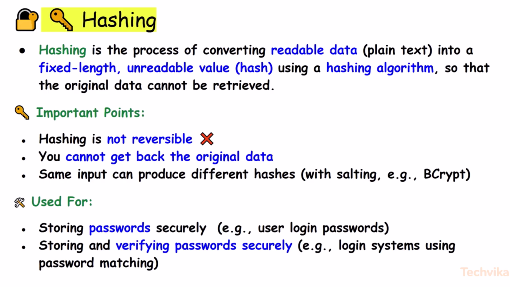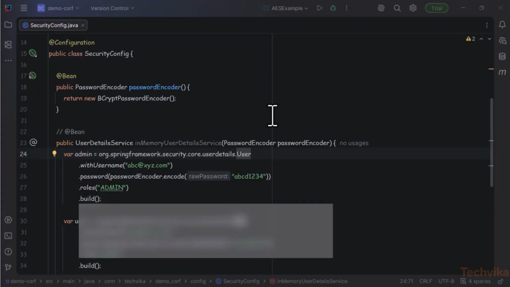The same input can produce different hashes. Okay, you always use bcrypt or any other. So hashing is used for storing passwords. Okay, you can store the password, later you can verify it in the login system for matching. Example of hashing. So hashing can be used for password storage.